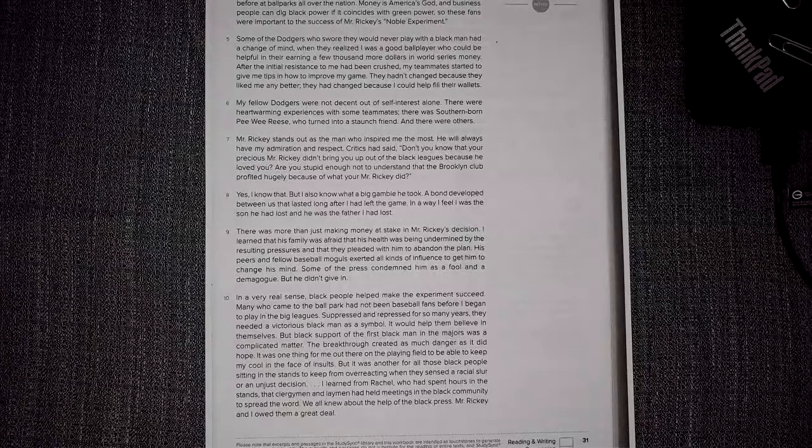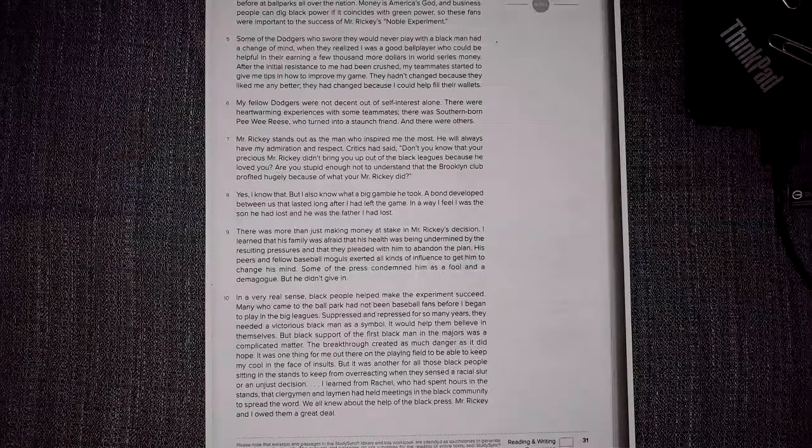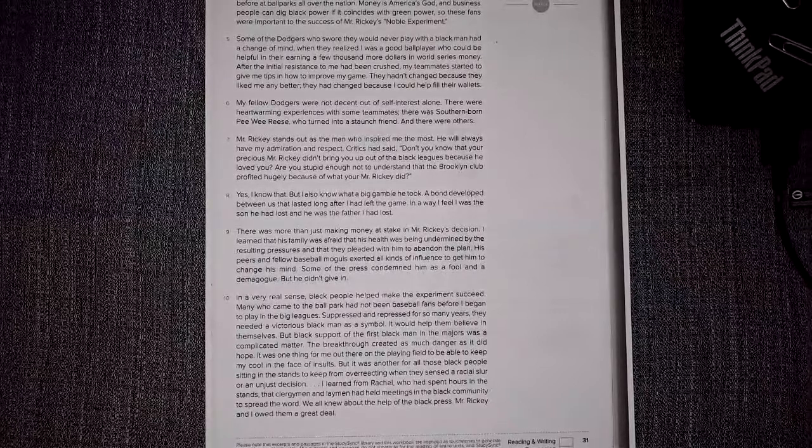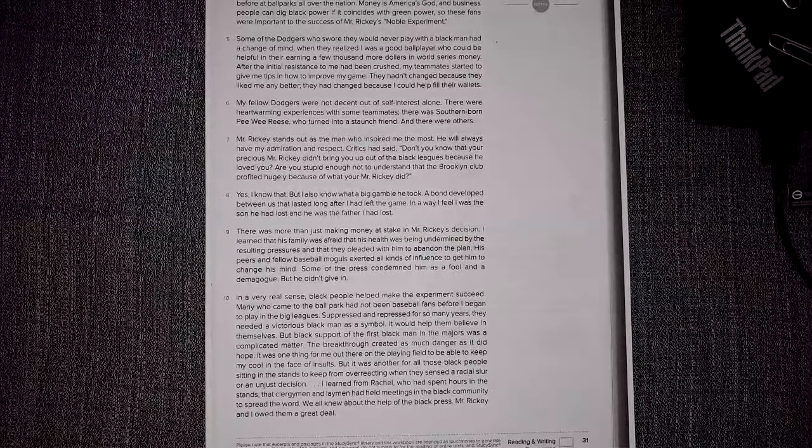It was one thing for me out there on the playing field to be able to keep my cool in the face of insults, but it was another for all those black people sitting in the stands to keep from overreacting when they sensed a racial slur or an unjust decision. I learned from Rachel, who had spent hours in the stands, that clergymen and laymen had held meetings in the black community to spread the word. We all knew about the help of the black press. Mr. Ricky and I owed them a great deal.